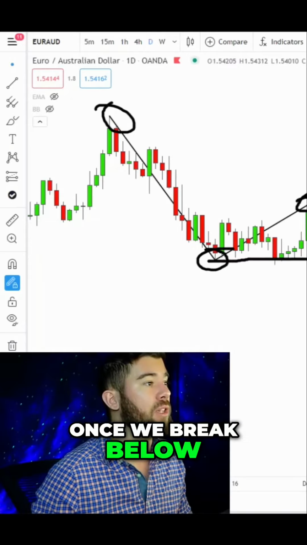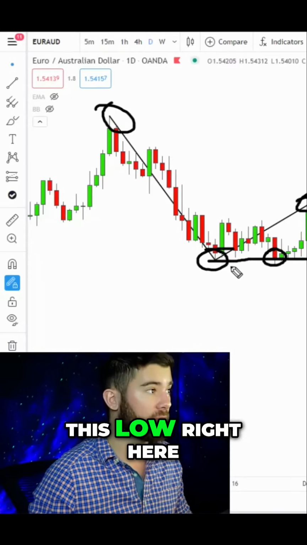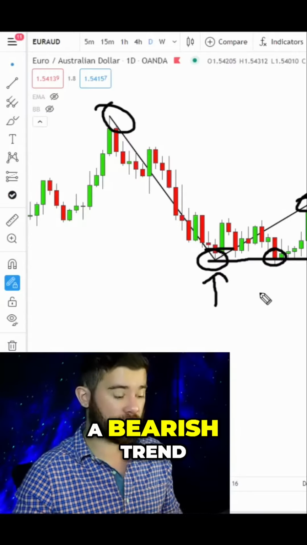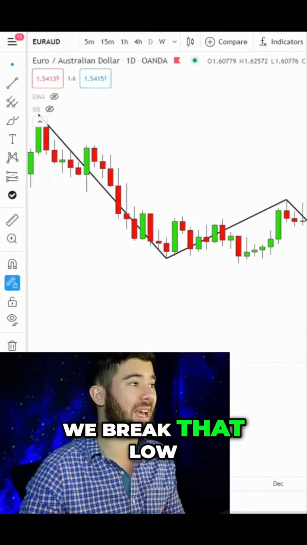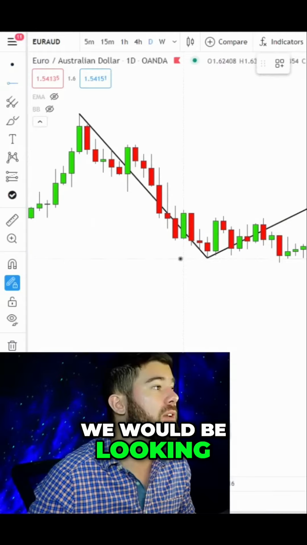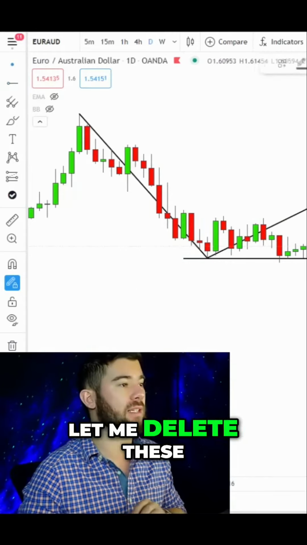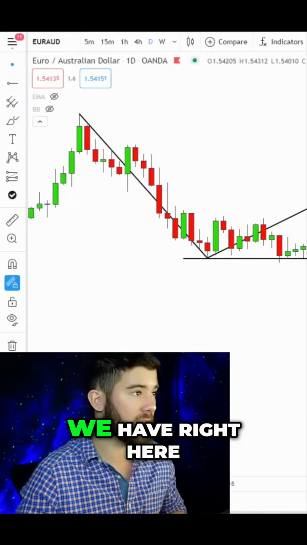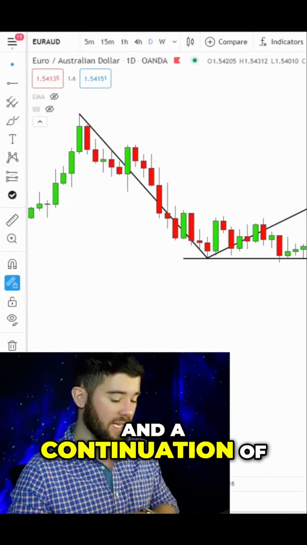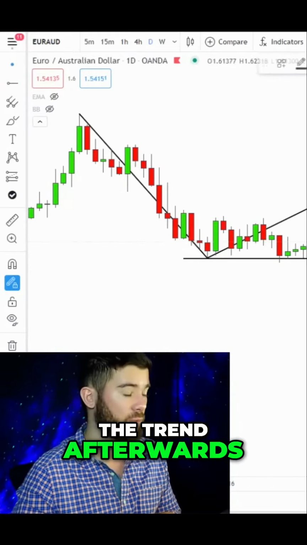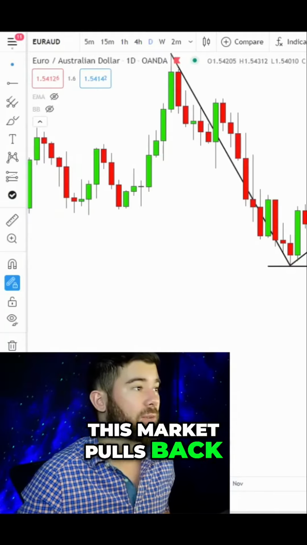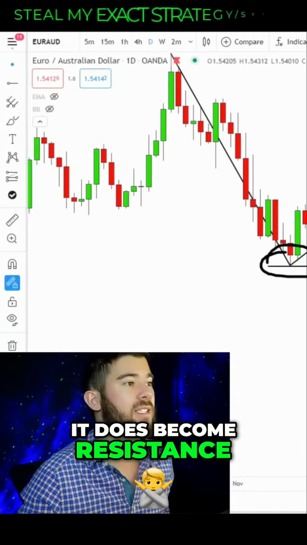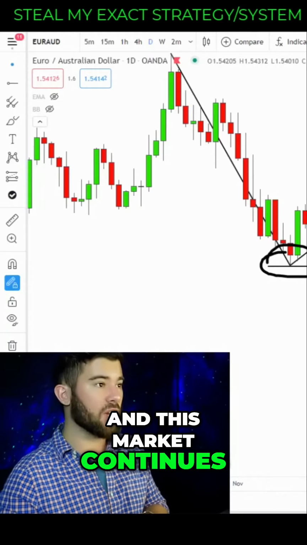Once we break below this low right here, what are we looking for? In a bearish trend, after we break that low, we would be looking for a pullback, and let me delete these lines to make it easier to see, into that low, just as we have right here, and a continuation of the trend afterwards. As you can see, this market pulls back right into the previous area of support. It does become resistance, and this market continues pushing down.